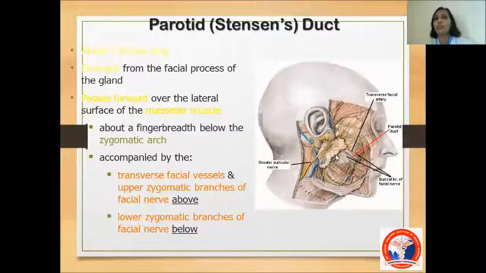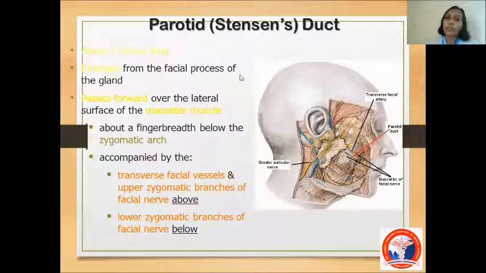As it passes over the muscles of the face, it runs across the masseter muscle, which is the masticatory muscle. It runs a finger breadth below the zygomatic arch. Here in the diagram, we can see the zygomatic arch of the bone, which is between the zygomatic bone here and the maxillary bone here.